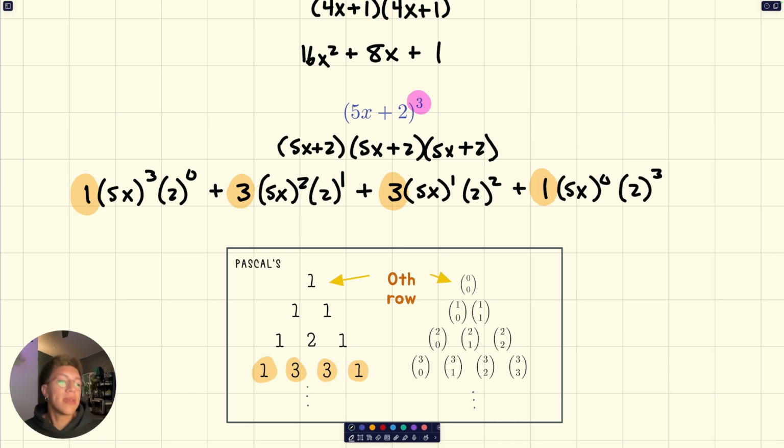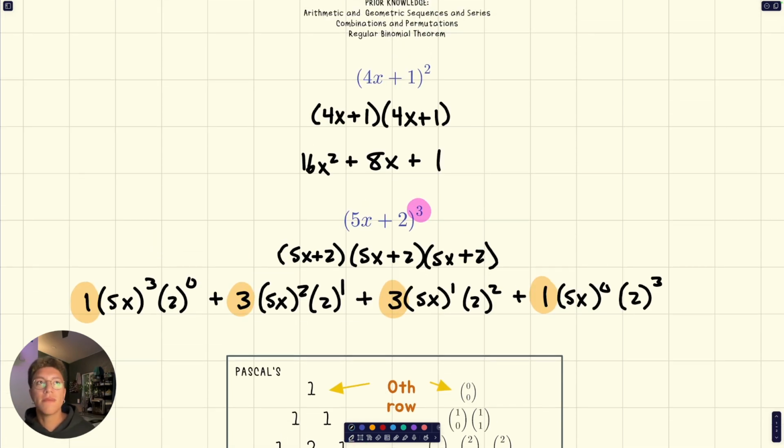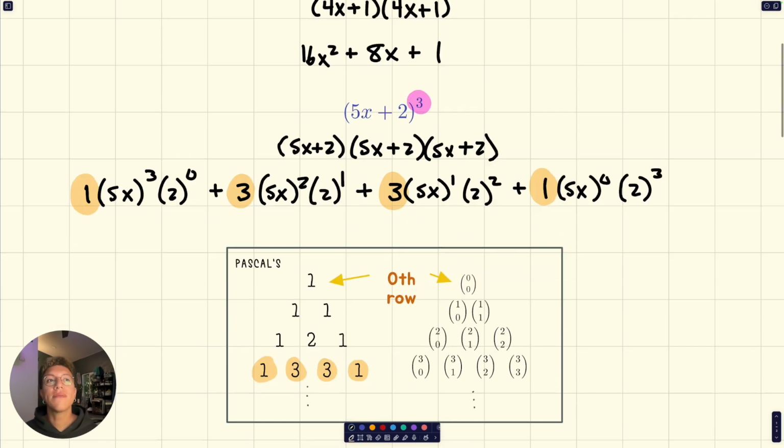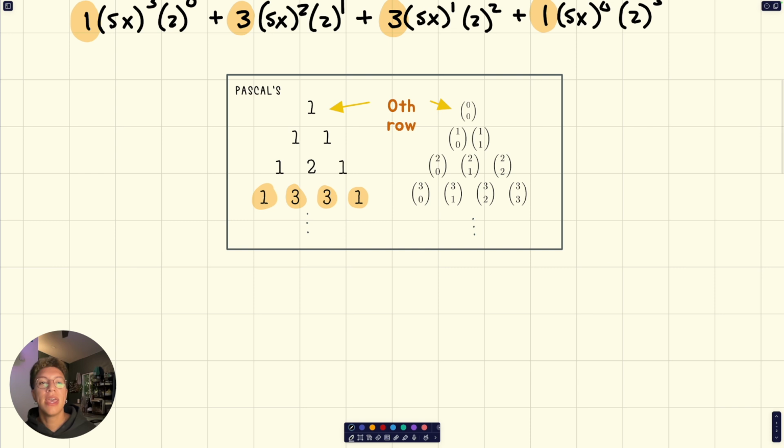And what we might ask next is, well, we've seen it for a power of 3. What happens if we have it to a much larger power? Maybe it's to the power of 10. How could we use this Pascal's triangle to do that? So let's grab another expression. This one is going to be raised to the 10th power. So we have 4x plus 1 to the 10th power.